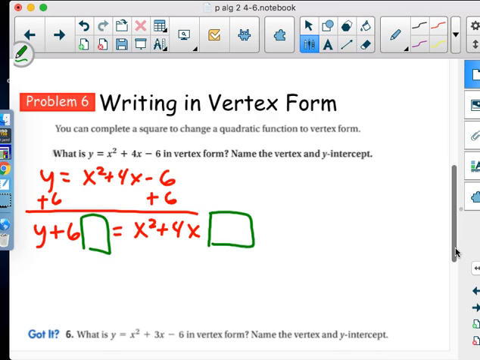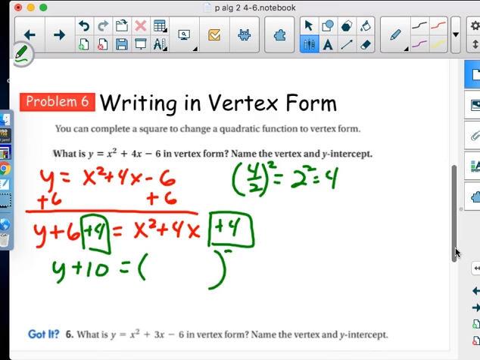You getting a 4? Okay, so we've got a 4 here. 4 divided by 2 squared is 2 squared, which is 4. Well, this isn't going to be too hard. I mean, so what if there's a y over here? It's going to be y plus 10. We can do that addition. That's not a big deal. And over here, we now have a perfect square trinomial that we can factor. So figure out what needs to go in those parentheses.